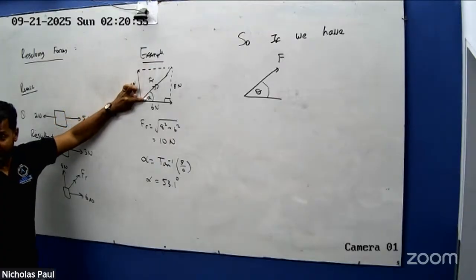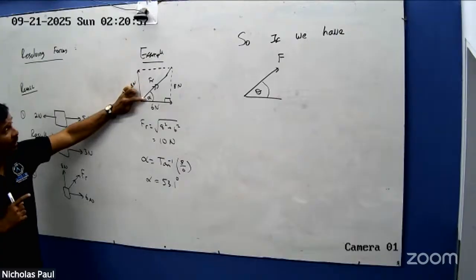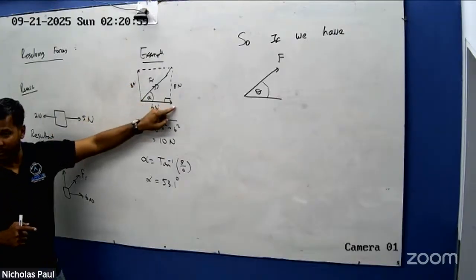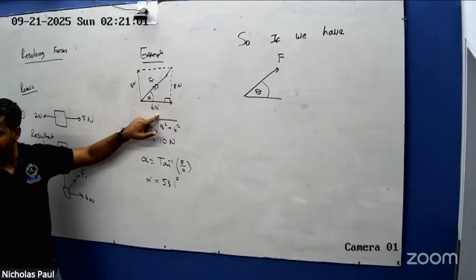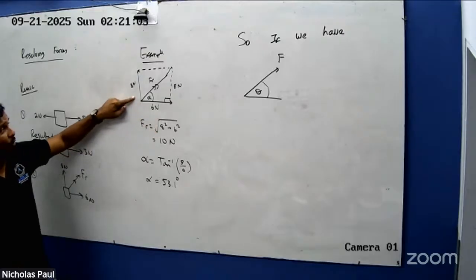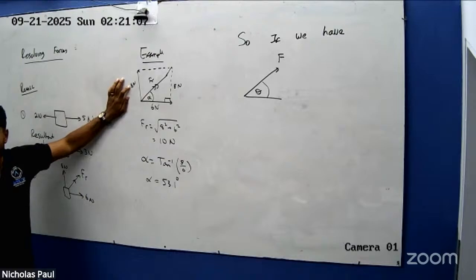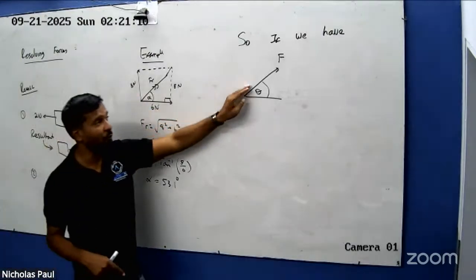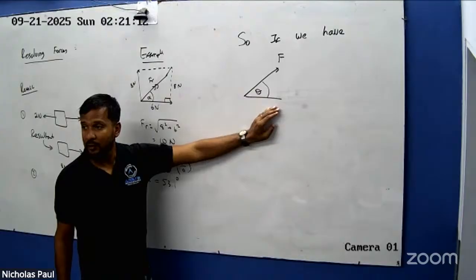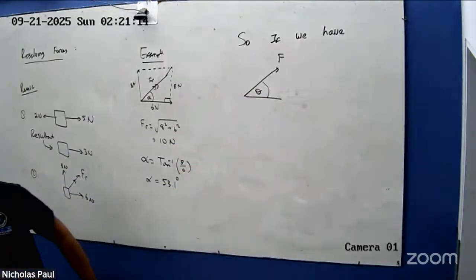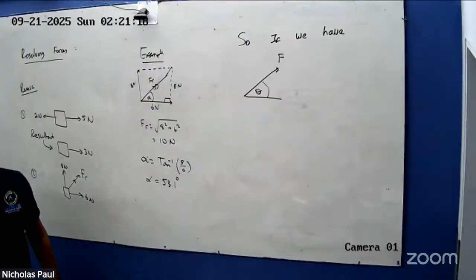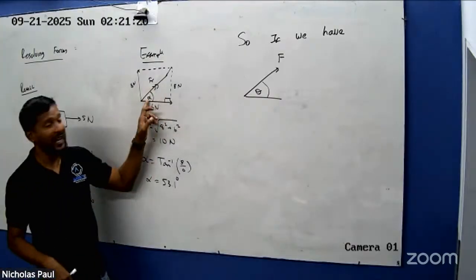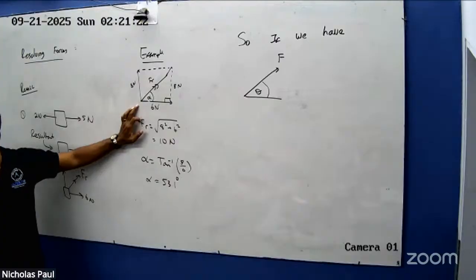What we could say is that force has a component in the horizontal direction of 6 newtons, and it has a force in the vertical direction of 8 newtons. So what that means is a force at an angle has components. A force at an angle has components. You okay with that? You sure?